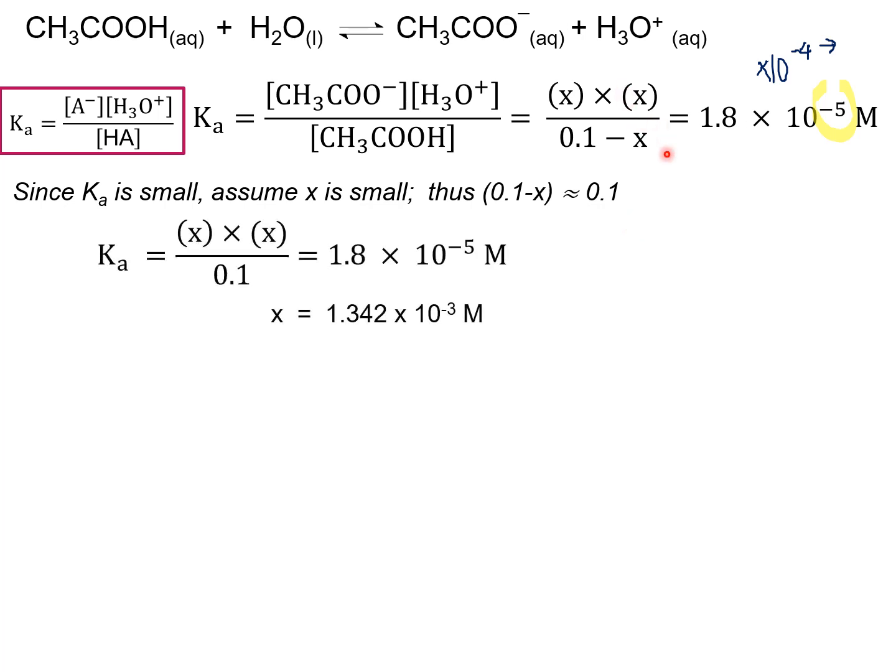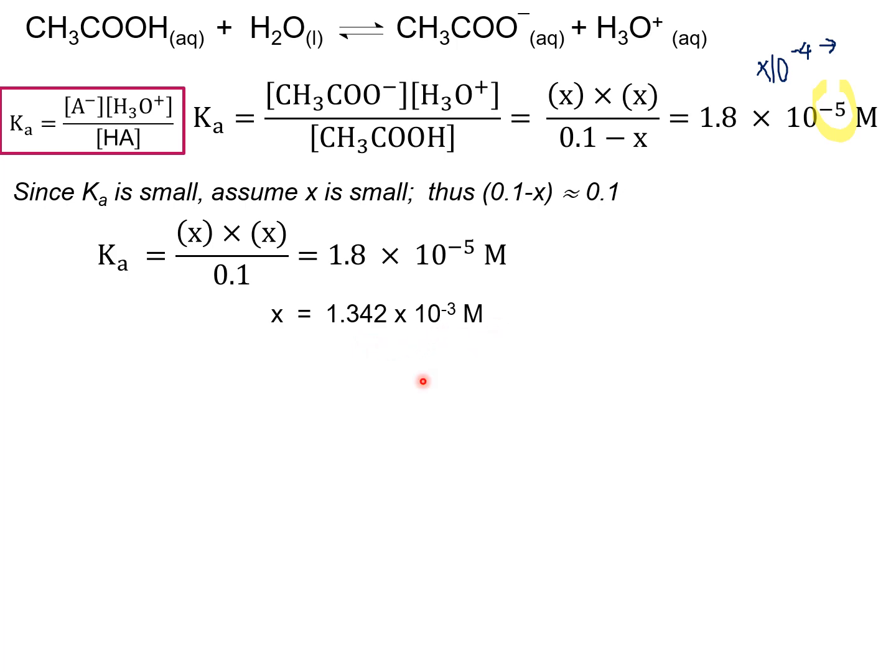Okay. So once kita tahu yang Ka value ni small, we can assume 0.1 minus X is equals to 0.1. So kita boleh dah terus calculate lah. Dia jadilah Ka is equals to X times with X bahagikan dengan 0.1 equals to 1.8 times 10 to the power of negative 5 molar. Okay, lepas tu you just square rootkan saja. You bawakan ke sini, you square rootkan the answer and you can find the X value is actually 1.342 times 10 to the power of negative 3 molar.